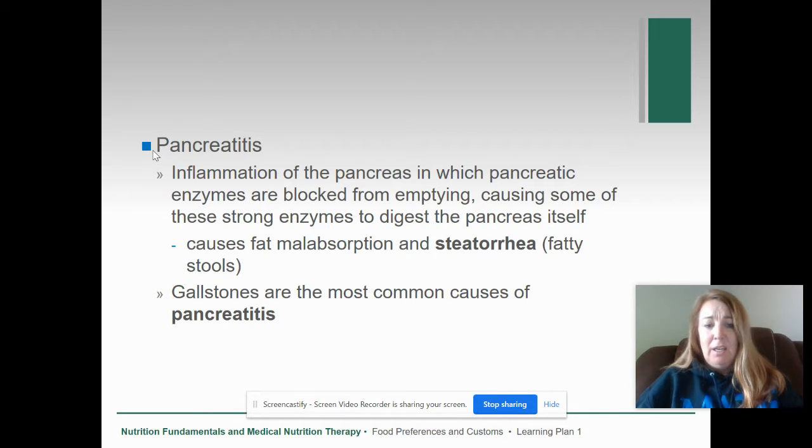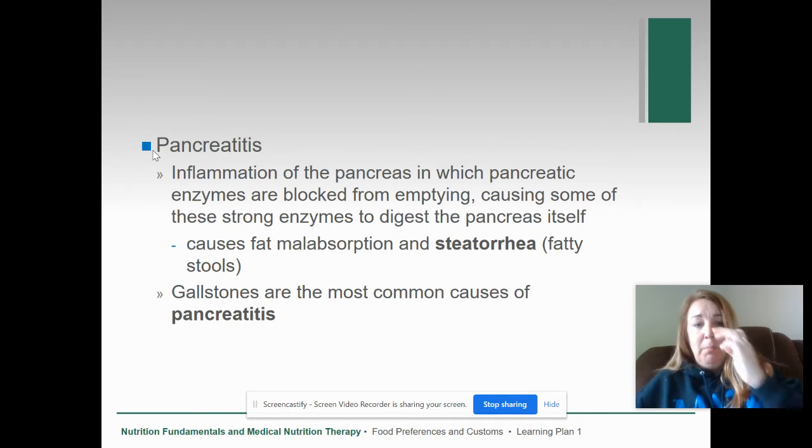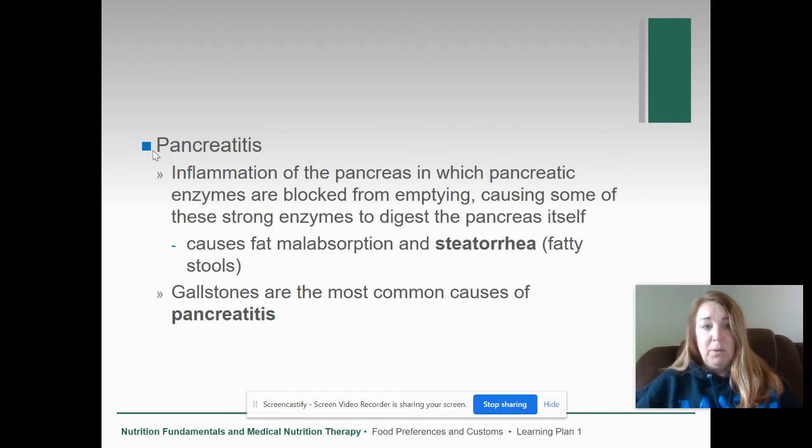So the next slide in Chapter 5 is pancreatitis, okay? So again, these videos are only 5 minutes, so I'm going to do small chunks here. Pancreatitis is an inflammation of the pancreas. Remember that the pancreas is very important for producing and releasing those digestive enzymes that are required for all three macronutrients. And when the pancreas is inflamed, it blocks some of those enzymes from being released. So we'll typically see some fat malabsorption, also called steatorrhea.